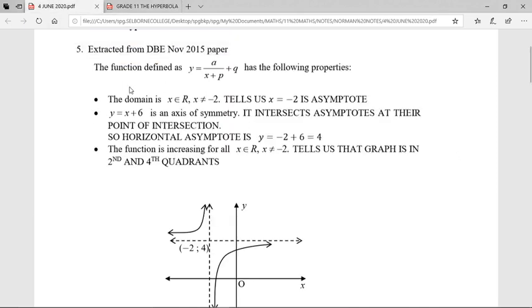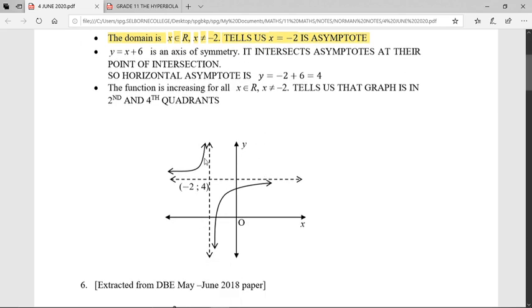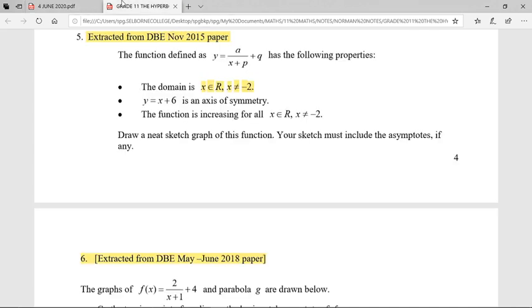So you'll see in the solution here, the first bullet point tells you that. It says the domain is x is an element of the reals, but x cannot equal -2, tells us that x equals -2 is an asymptote. So if I'm just looking at my diagram that's going to slowly build here, there is my vertical asymptote at -2. In other words, the x value of the point of intersection where the two asymptotes will meet is -2. We carry on reading the question.